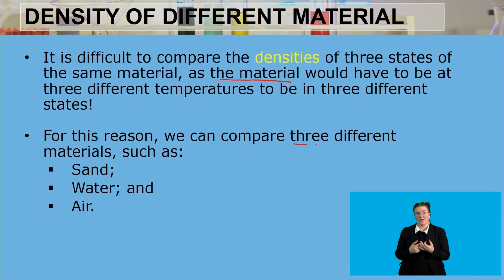When we take water as an example, the H2O, it needs to be in a solid state, in a liquid state, and also in a gaseous state. And all of those states have different temperatures. Because of that, we can compare three different materials such as sand, water, and air, because we don't have to have them at three different temperatures, because they are different.